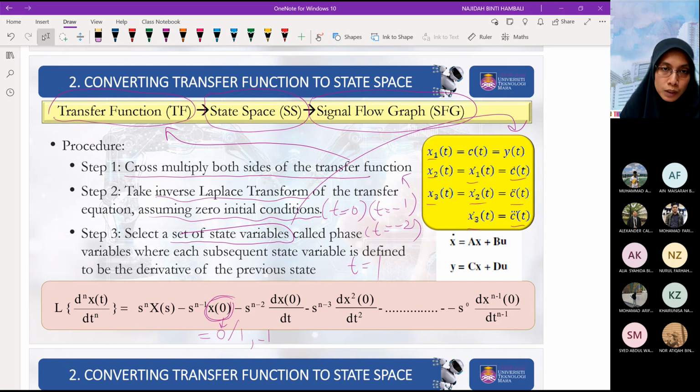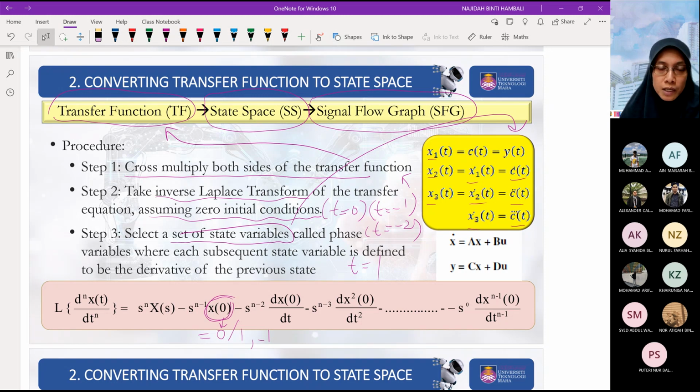And then in step number 3, we need to select a set of state variable. In this case, you need to decide how many variables you have based on the denominator of the transfer function: x1, x2, x3. Then in order to complete a set of state variable, you need to differentiate your state variable. x1 becomes x1 dot, and then x2 you differentiate becomes x2 dot, x3 you differentiate becomes x3 dot.